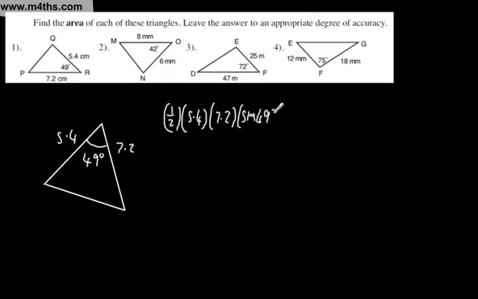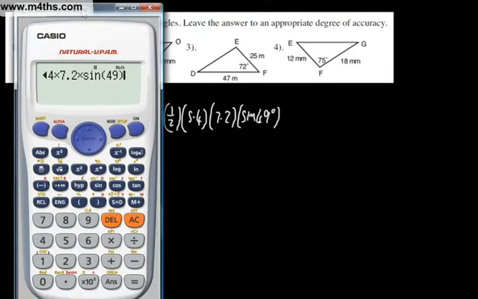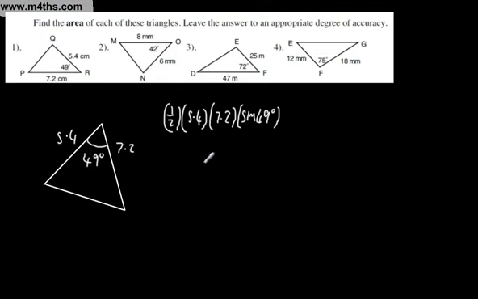You don't need all those brackets, but you get some idea of what you can do. So 0.5 times by 5.4 times by 7.2 times by the sine of 49 degrees, and this will give us the area, and this will be in centimetres squared. If it's not specified, you simply put units squared in your A-level work. So 14.67, we'll call that 14.7 centimetres squared. So that's the area of the triangle.